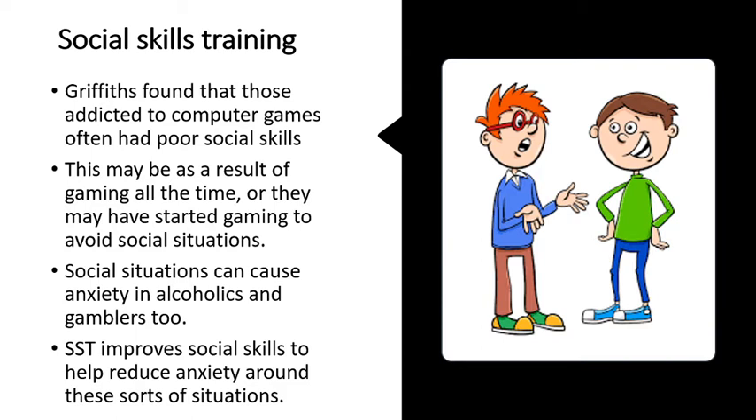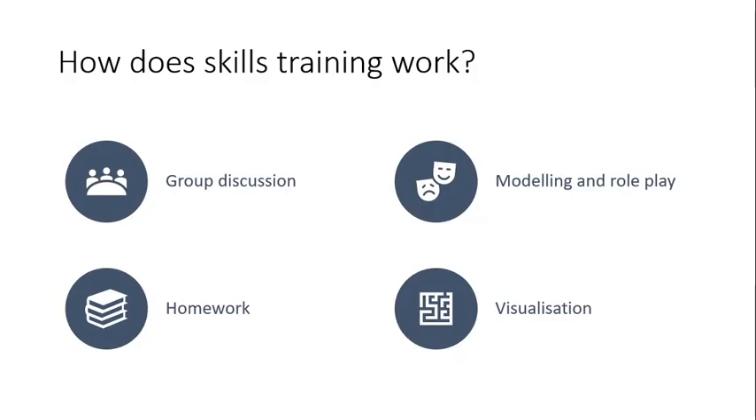For alcoholics and gamblers, it may be more specific things like particular social situations in which they're likely to relapse into their addictive behaviour. So working on those social skills can be really helpful in loads of different areas. Right, how does it work then practically?